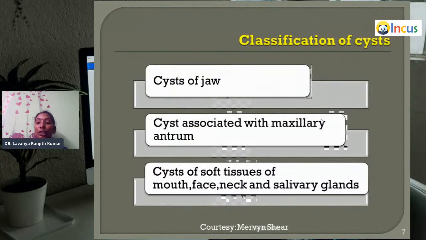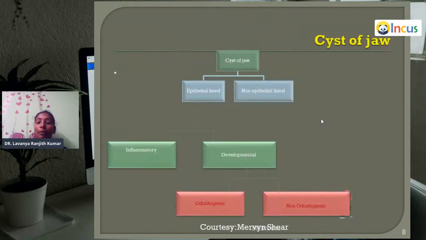Coming to the classification of the cyst, it is classified mainly into cysts of the jaw, cysts associated with the maxillary antrum, and cysts of soft tissues of the mouth, face, neck, and salivary glands. Coming to the cysts of the jaws, the classification is given by Shear. Cysts of the jaw are broadly classified as epithelial and non-epithelial. The epithelial are further classified into inflammatory and developmental. The developmental are further classified into odontogenic and non-odontogenic.